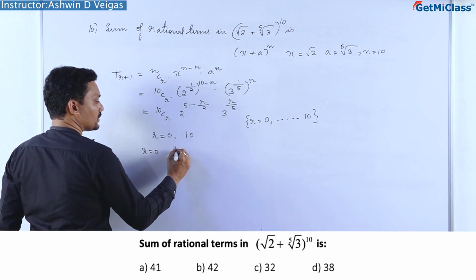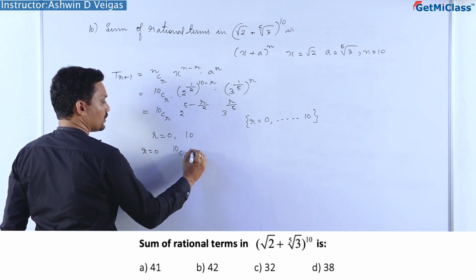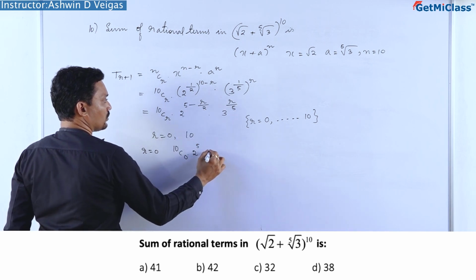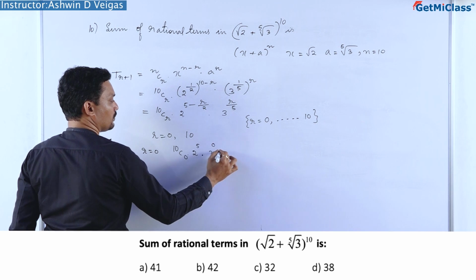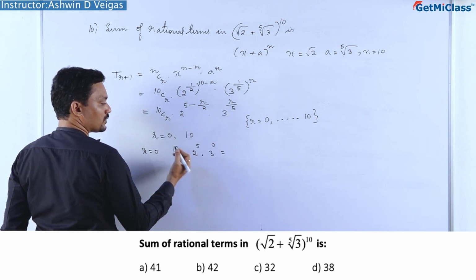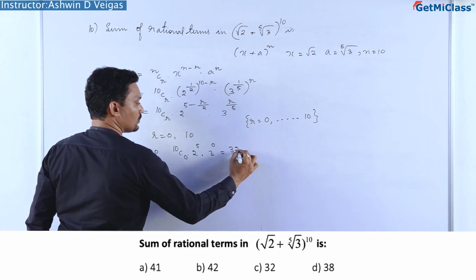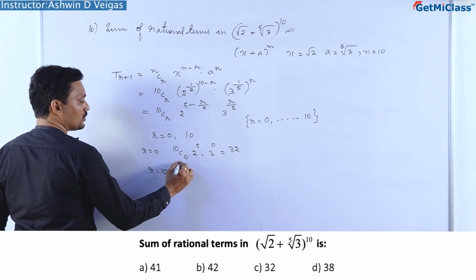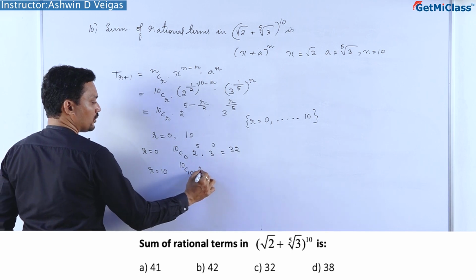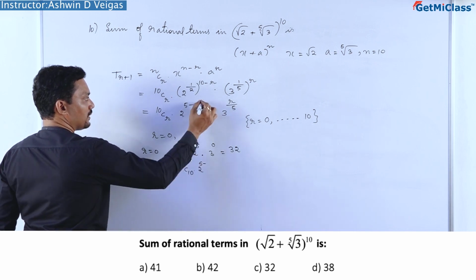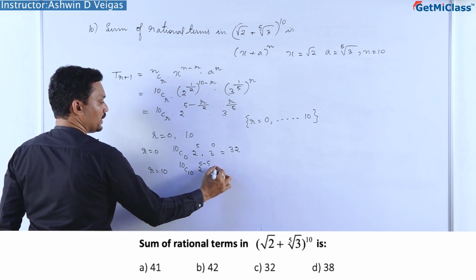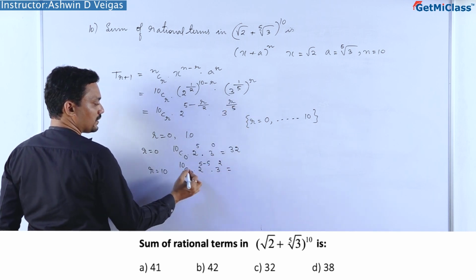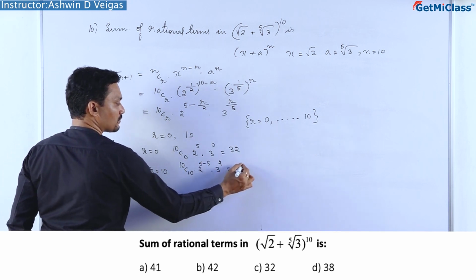If you put r equal to 0, we will get 10C0 into 2 power 5 into 3 power 0 by 5, which is 3 power 0, and 10C0 is 1, so 2 power 5 is 32. Another rational term happens for r equal to 10, so find that value. It will be 10C10 into 2 power (5 minus 10 by 2, that is 5, minus 5 which is 0) into 3 power (10 by 5, that is 2). Now 10C10 is 1, 2 power 0 is 1, 3 square is 9.